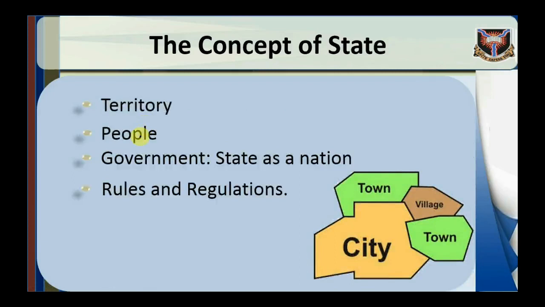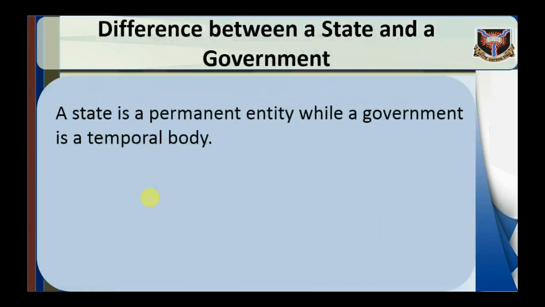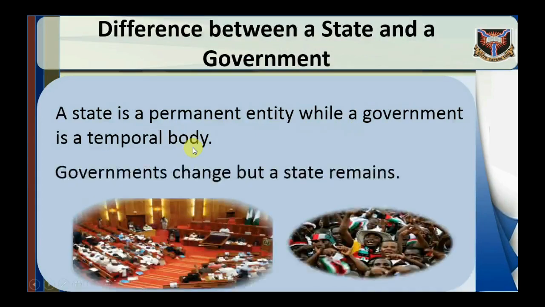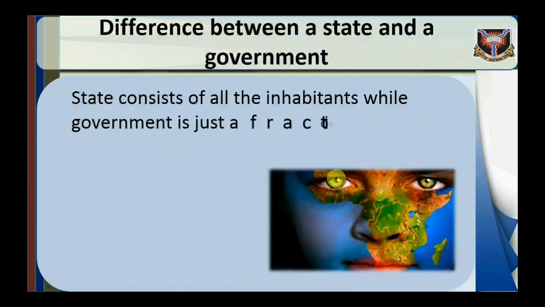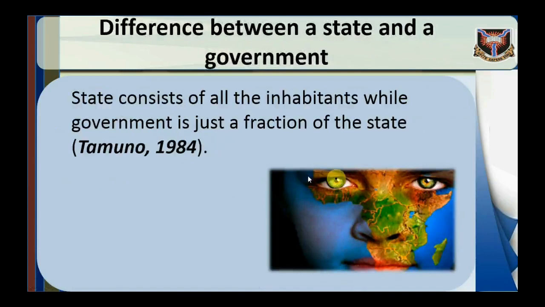State as a nation. 7. Rules and regulation. A state is different from government. A state is a permanent entity, while a government is a temporal body. Government changes, but a state remains. For example, Nigeria has remained a permanent entity since gaining independence in 1960, but she has witnessed so many changes in government.